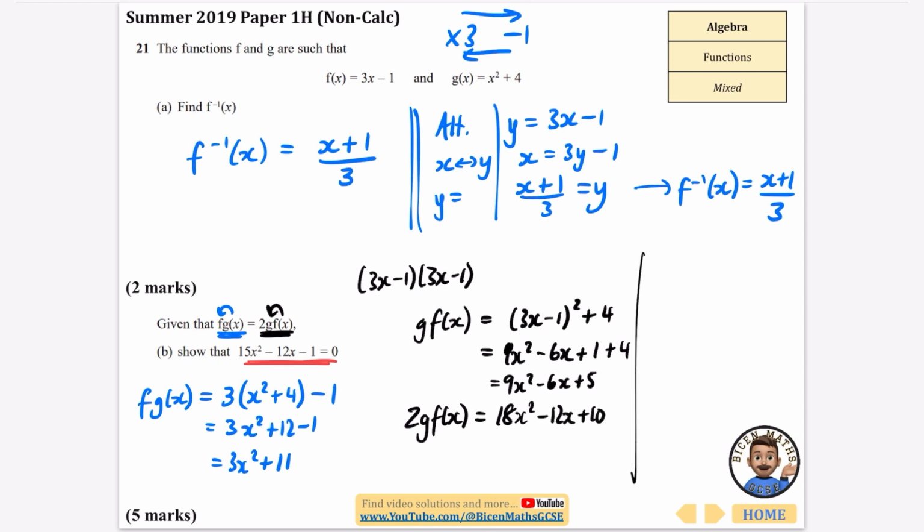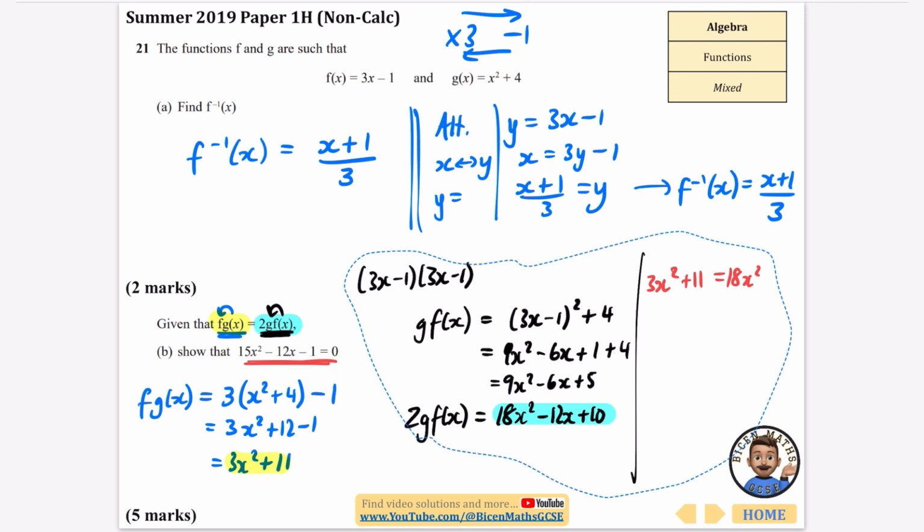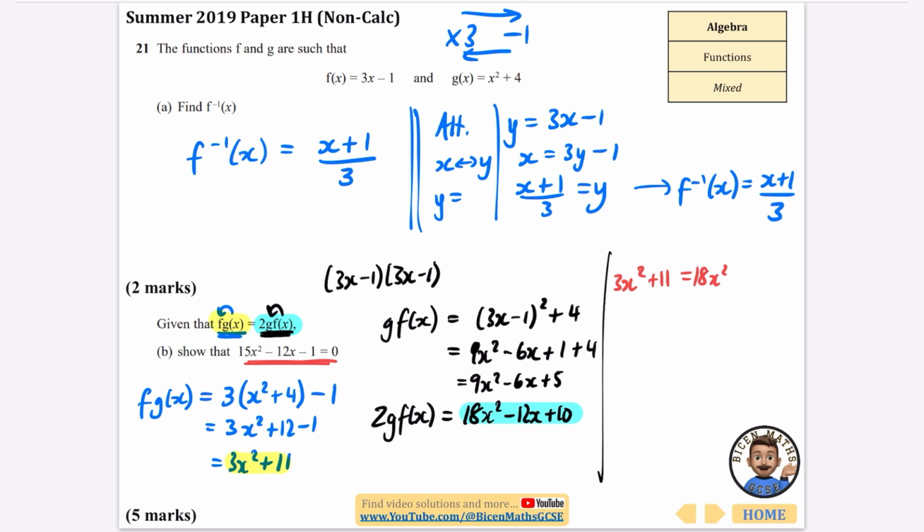And then the last part I'm going to do is make this thing, which is f of g of x here, equal to 2 of g of f of x. I'm just going to make them equal to each other. So we get 3x squared plus 11 equals 18x squared minus 12x plus 10. Hopefully I can fit this all in. Let's just quickly give myself a little bit more space.